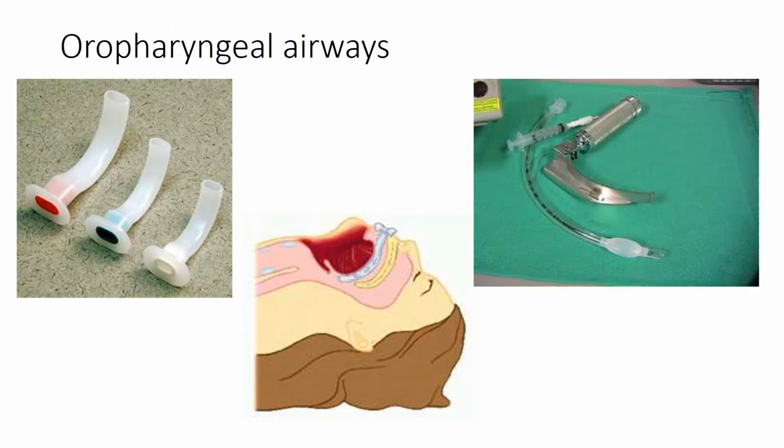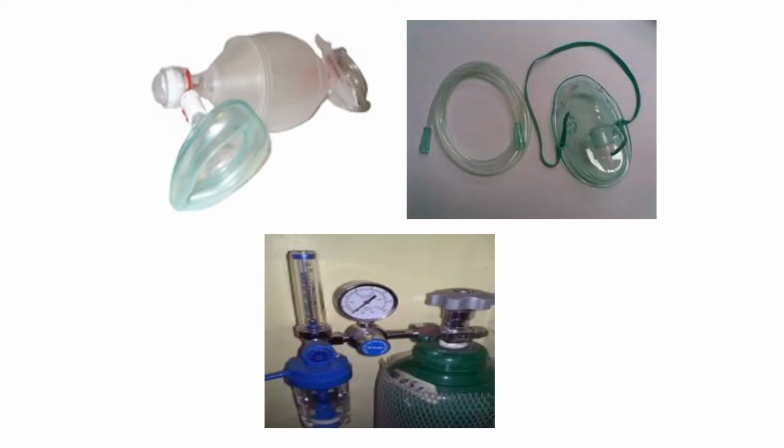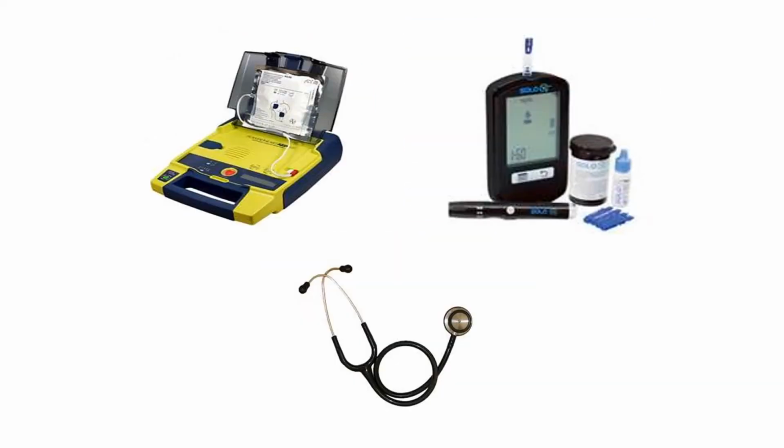This is just to show the oropharyngeal airway instrument. We have oropharyngeal tube and endotracheal tube with laryngoscope. These are important instrumentation to maintain the patency of the airway. We also have elbow bag and face mask and also the oxygen tank. Other accessories should include automated external defibrillator, glucometer, and also stethoscopes.